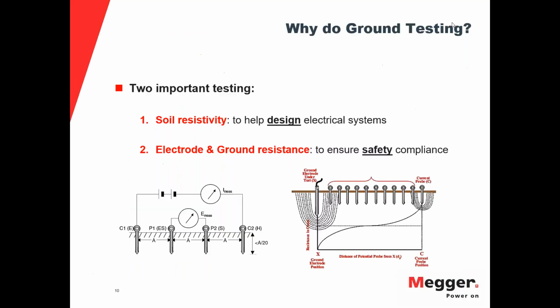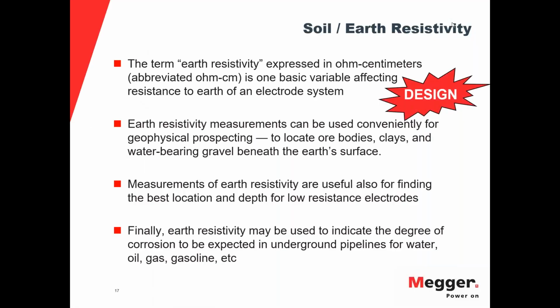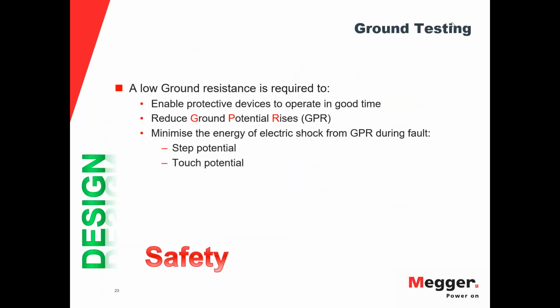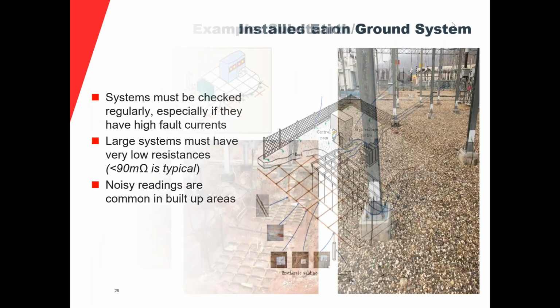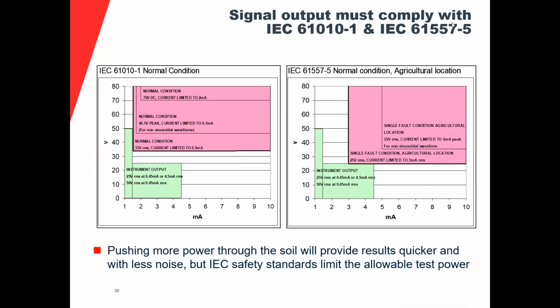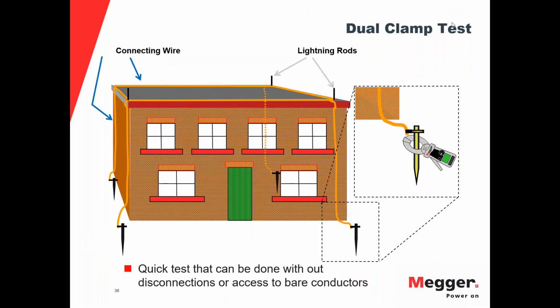So in a building, you can do, this will be for another webinar, but just to give you some idea, these are the different methods of earth testing for buildings. Okay, the first one is we have the dual clamp method.